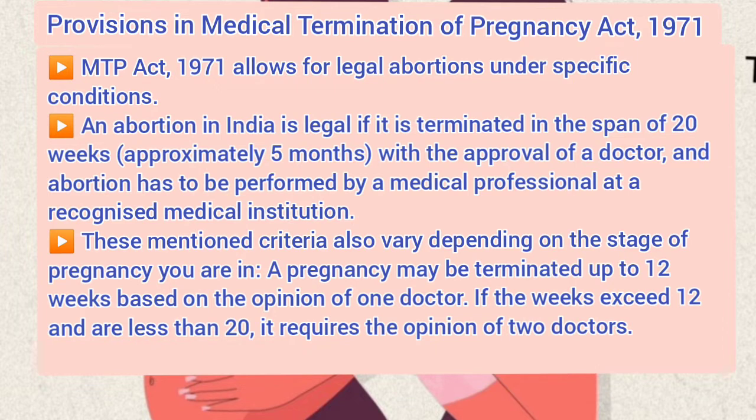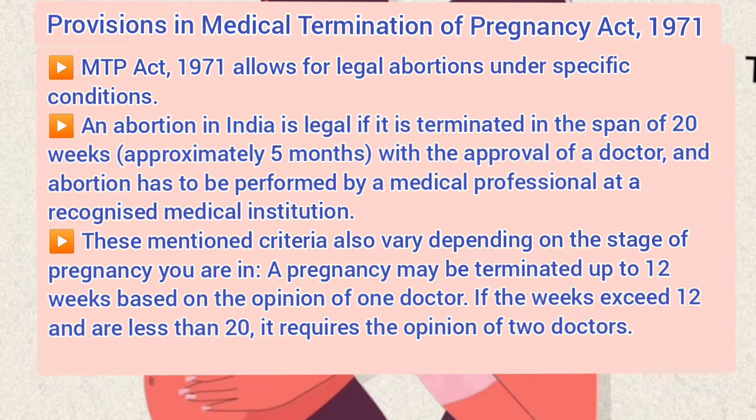According to the MTP Act 1971, an abortion in India is legal if it is terminated within 20 weeks, approximately 5 months, with the approval of a doctor. Okay, an abortion has to be performed by a medical professional at a recognized medical institution. These mentioned criteria also vary depending on the stage of pregnancy you are in.